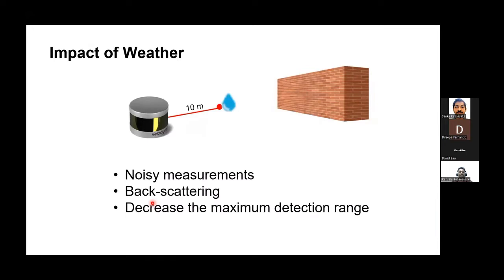But what happens when some kind of disturbance occurs? For instance, all of a sudden it starts raining. Now, this is an overly simplified example. It does not reduce to 10 meters all of a sudden, but you get the idea. When we have some sort of disturbance, we get noisy measurements, we have backscattering, a decrease in the maximum detection range, and so on.